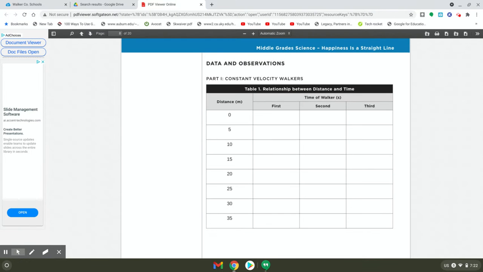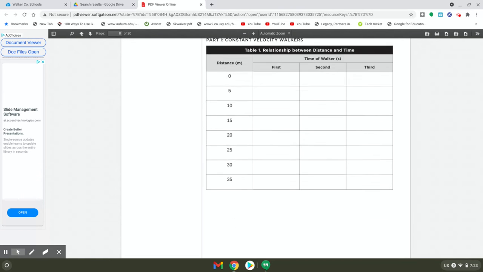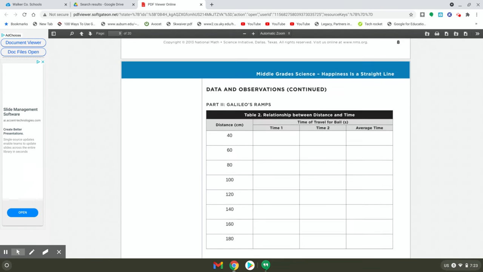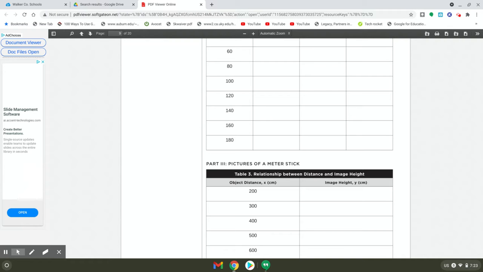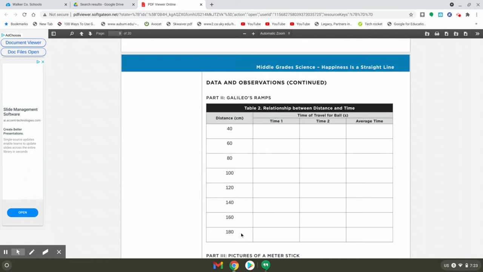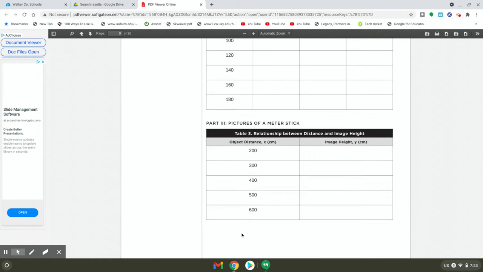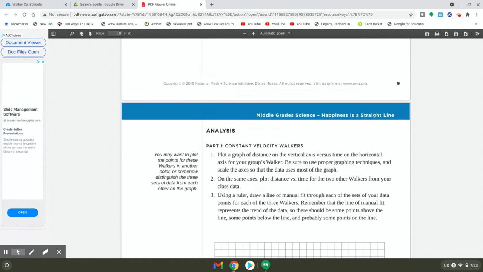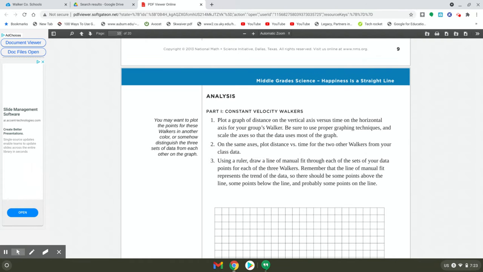So here is a good example of a data table. You need to do this 3 different times. You need 3 different trials. And we are going to go to 50 meters. They went way farther than what we're going to do.